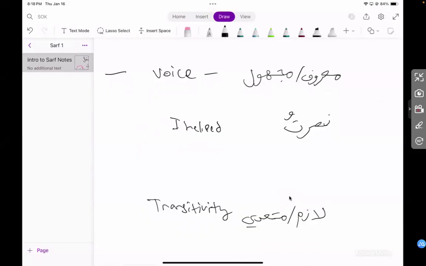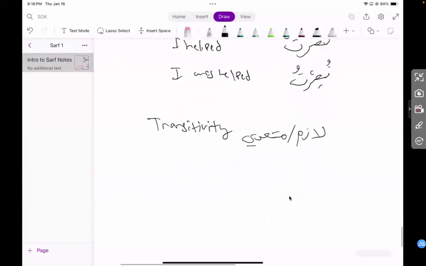On the other end, when I say nusirtu and I make this majhul, it will mean I was helped. And it's majhul because we do not know who helped. We just know that I was helped, but we don't know who was doing the actual helping, right? So this is ma'ruf and majhul.